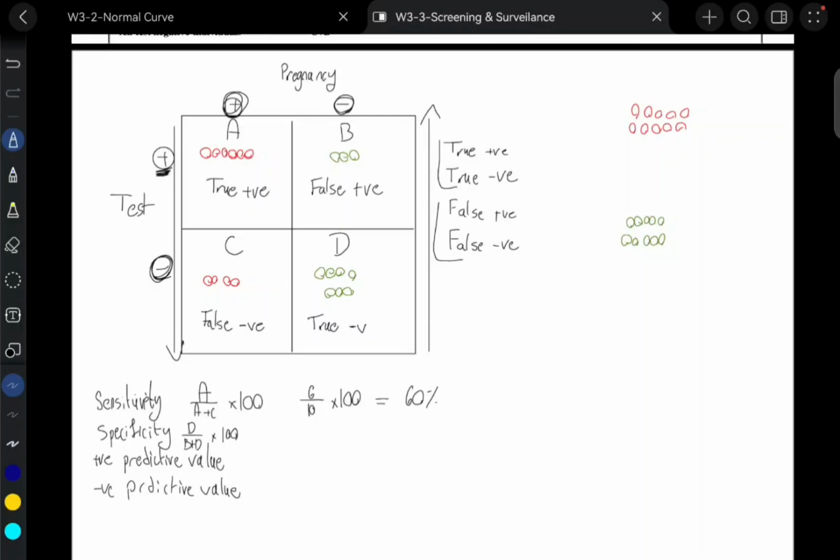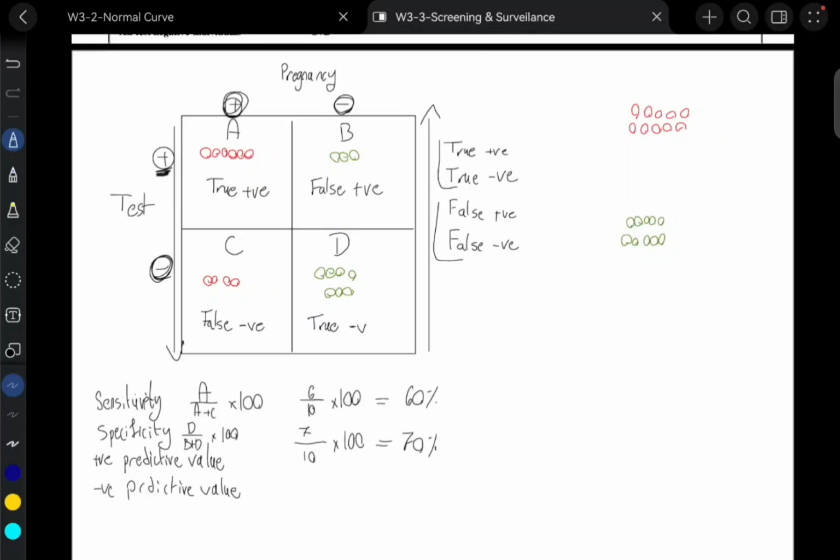So in our case here, I'm not going to calculate much. I'm just going to plot in the numbers. Even though the numbers are easy. So here we had 7 over 7 plus 3, which is 10, times 100. So it's 70% specific.